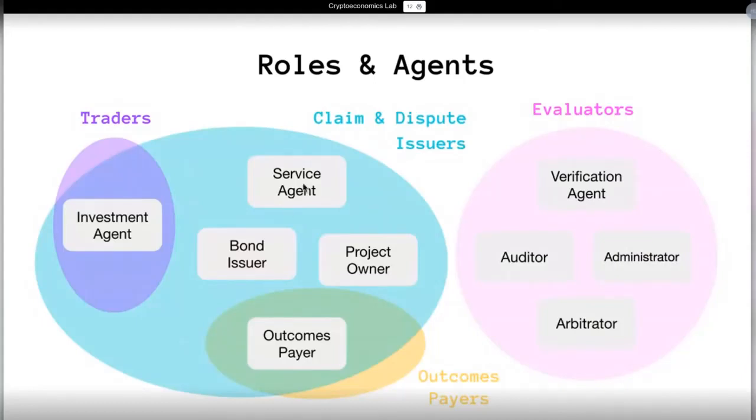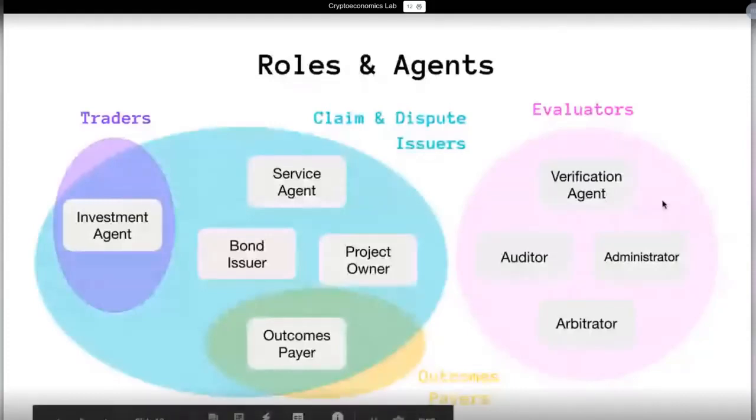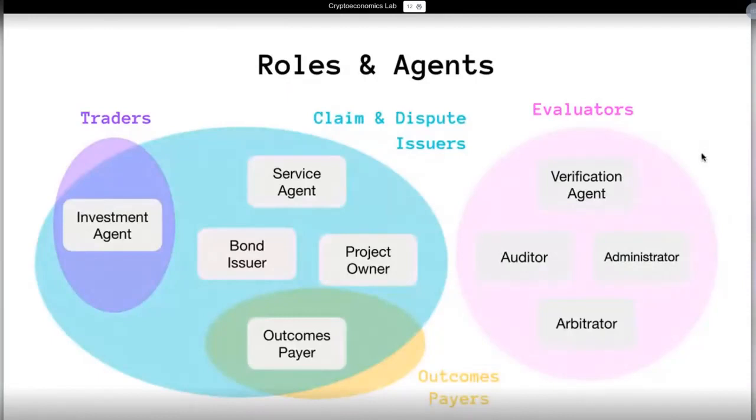And then there are these agents, service agent, bond issuer, project owner, outcomes pair, as well as the investment agent, who issue claims and disputes. Those are basically the ones I was talking about earlier, where they are betting that the project will succeed or fail. So those are the claims and dispute issuers. And then there's the outcomes pair, who does the final disbursement of funds once the project is complete. And then there are also evaluators, which evaluate these claims, say if they're valid, and resolve those claims and disputes as well. So the evaluators are very essential in maintaining and reflecting the state of the bonding curve, which was our first system requirement, if you remember.